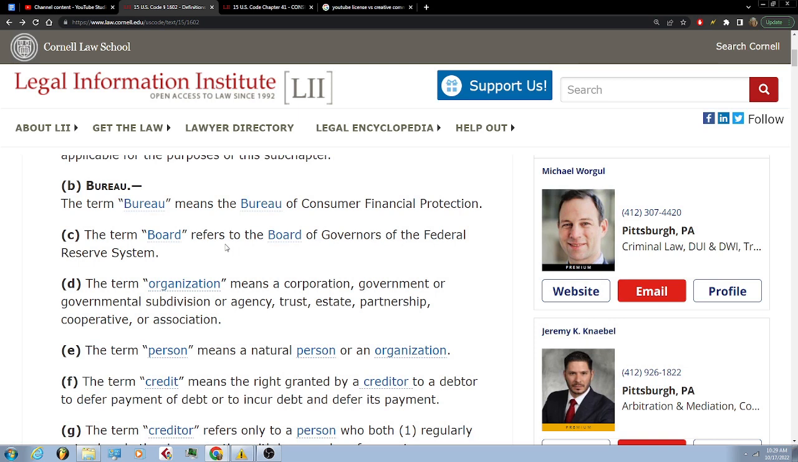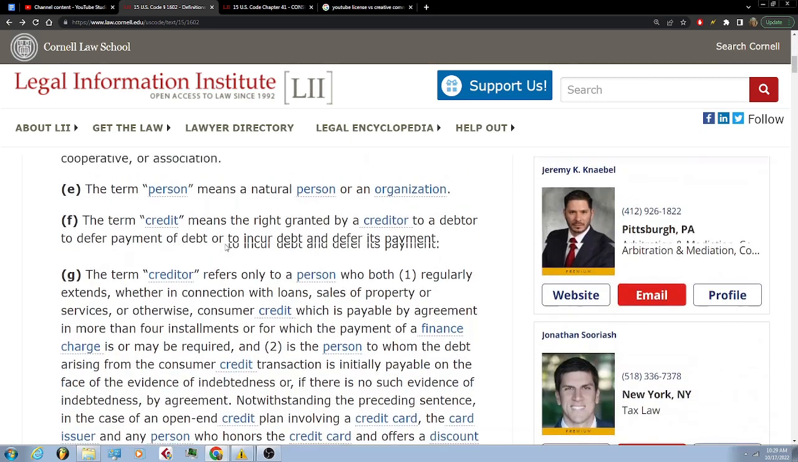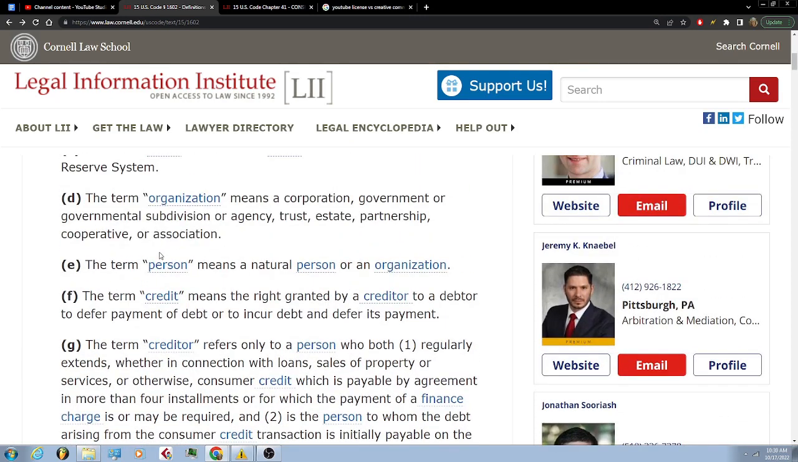The term person means a natural person or an organization. The term organization means a corporation, government, or governmental subdivision or agency, trust, estate, partnership, cooperative, or association. The term person means a natural person or an organization. F. The term credit means the right granted by a creditor to a debtor to defer payment of debt or to incur debt and defer its payment.